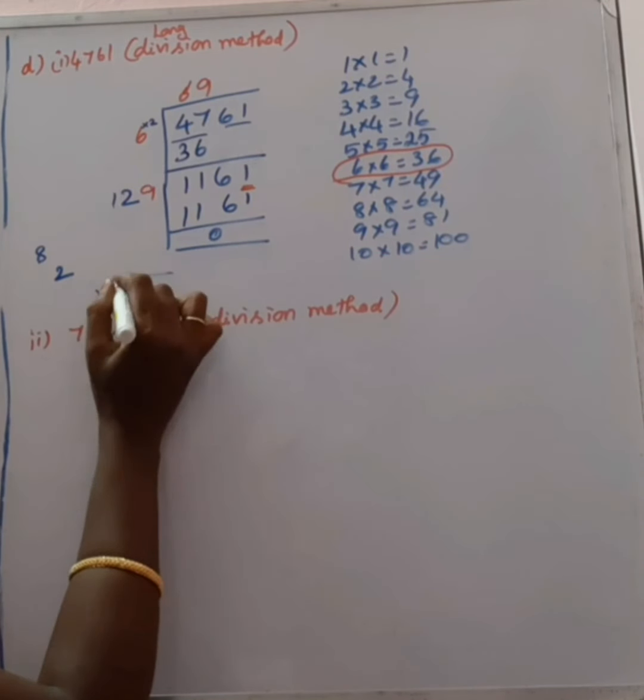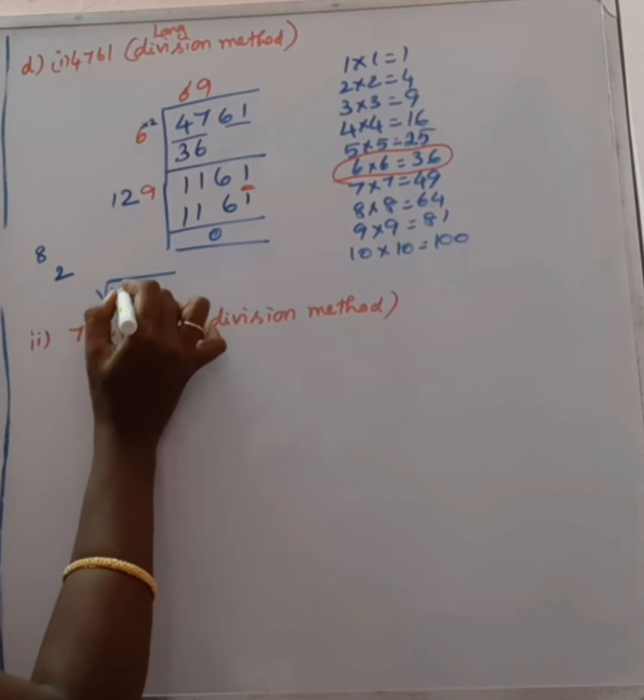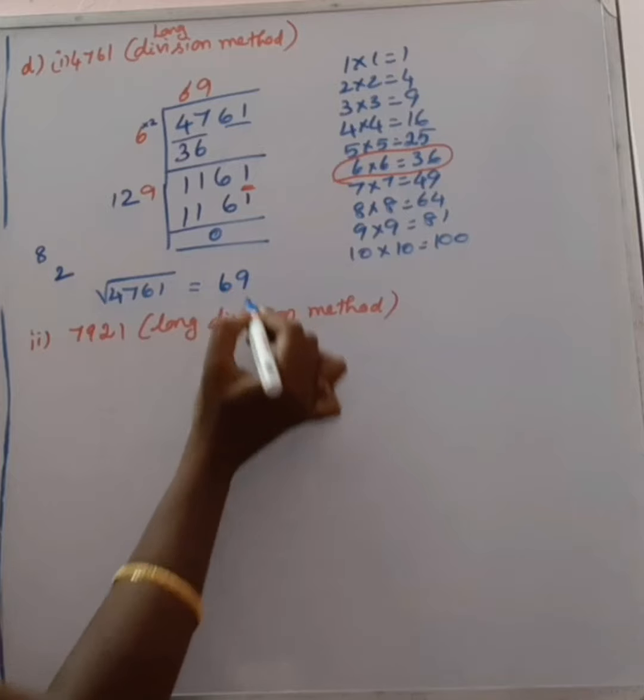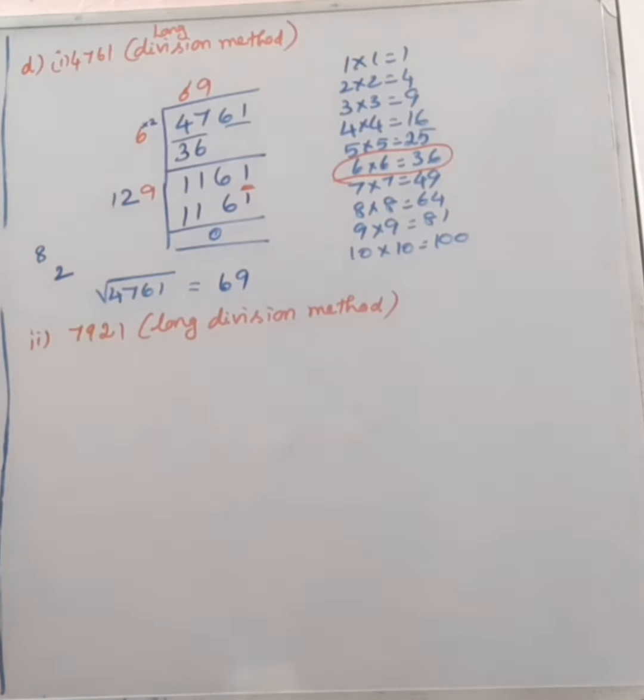So square root of 4761 is equal to 69. It is so easy while comparing with the last one. Am I right? Okay. Shall we do the next sum? What is the next sum?